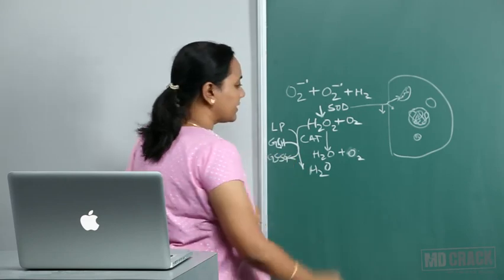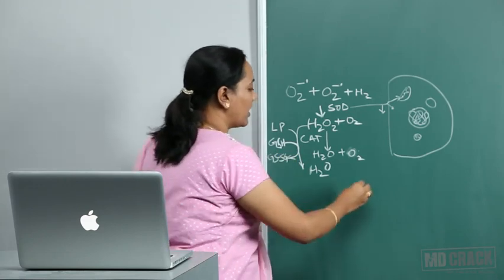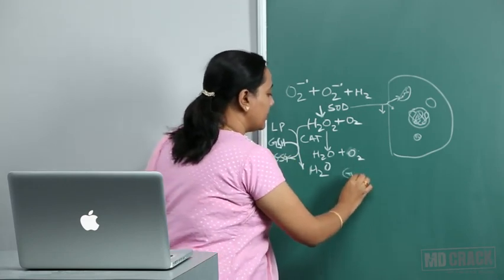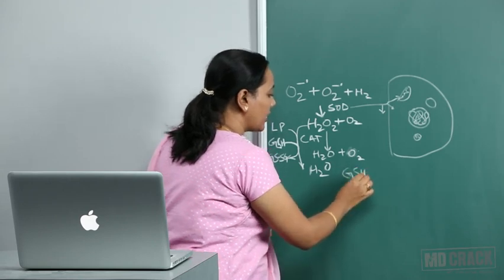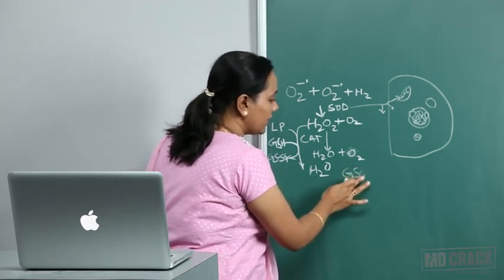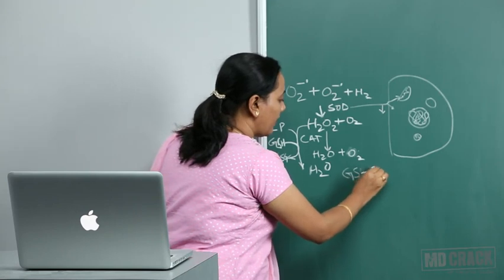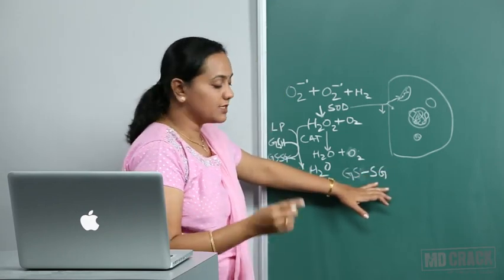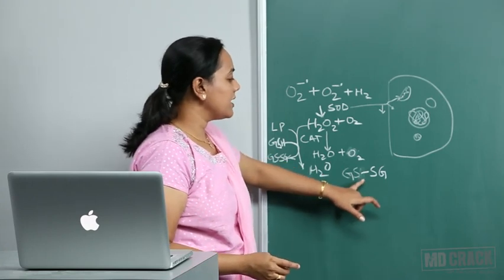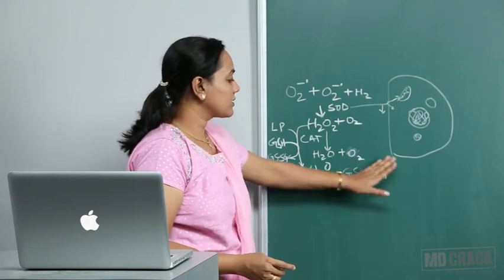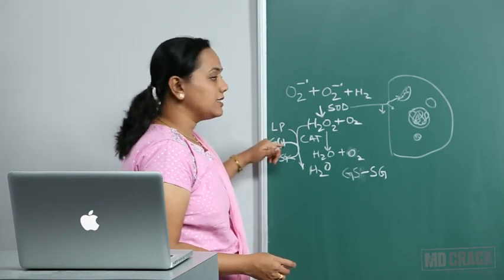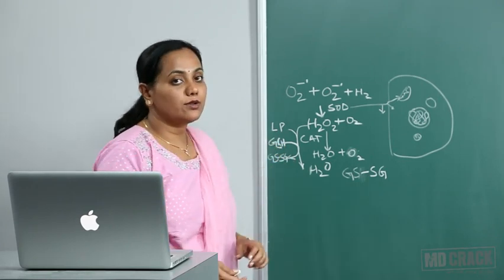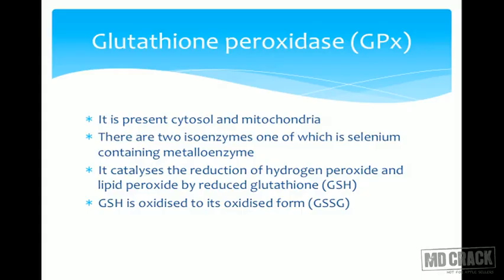We say that there is a disulfide bond being formed. I'll just repeat it here again. GSH gives its hydrogen, and two of them combine and form a cysteine molecule. Cysteine and cysteine combine to form GSSG. This is oxidized glutathione, whereas GSH is the reduced glutathione. So GSH is oxidized to its oxidized form GSSG.